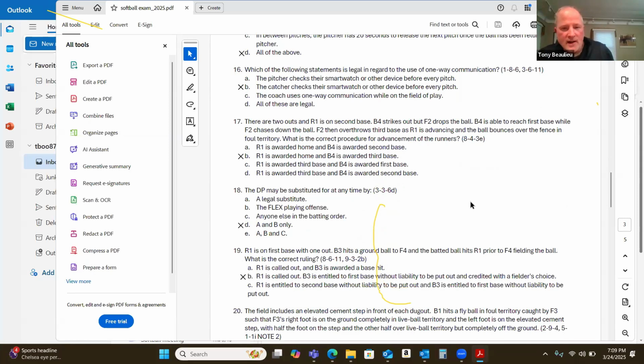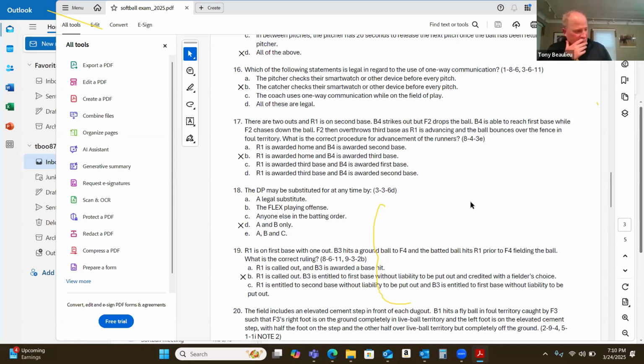17, there are 2 outs and R1 is on second base. B4 strikes out, but F2 drops the ball. B4 is able to reach first base while F2 chases down the ball. F2 then overthrows third base as R1 is advancing and the ball bounces over the fence in foul territory. What is the correct procedure for advancement of all the runners? The answer is R1 is awarded home and B4 is awarded third base.